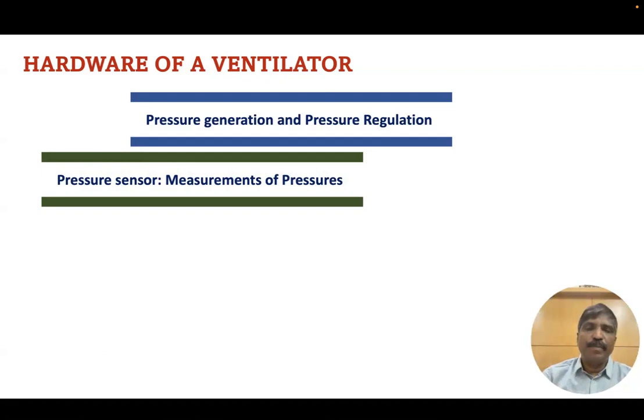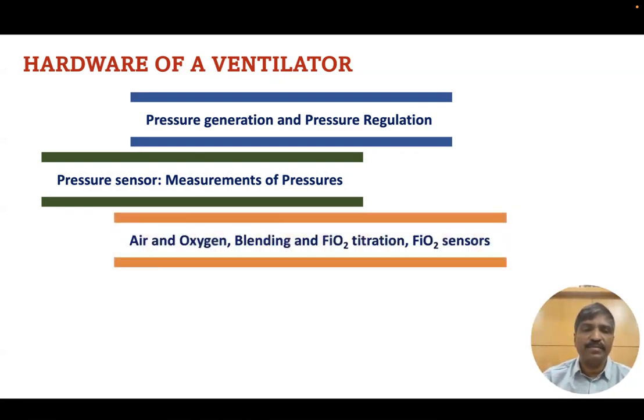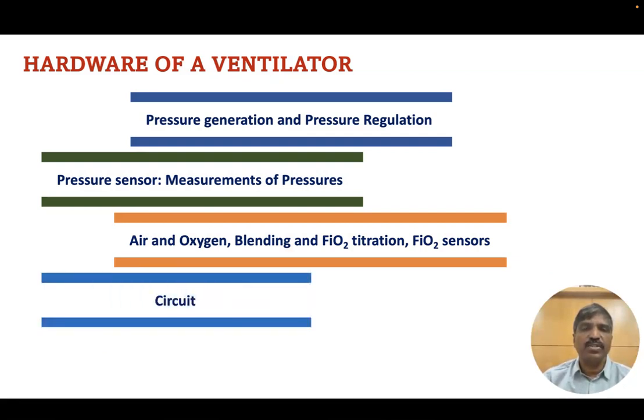We also need a pressure sensor for measurement of pressures that are being delivered to the baby so that this can be regulated. Then we need compressed air, compressed oxygen, a blender to titrate the FiO2, and also to measure whether the blending is appropriate or not using FiO2 sensors. Then we need a closed circuit that ensures that the gas flows in the circuit from the ventilator back to the ventilator, and it has a limb to connect to the patient lungs.